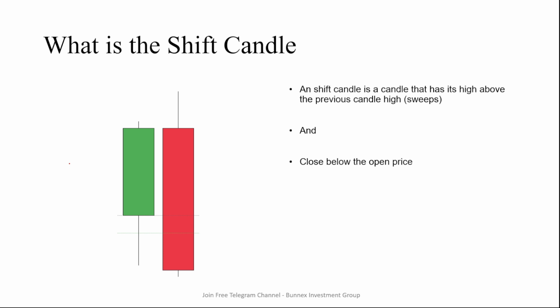A shift candle is a candle that has its high above the previous candle's high. In this case, we have two candlesticks, the green one and this red one. And within the green one, we can see this is the high of this candle, the low of this candle. And on the red one, we can see the high taking out this high of the previous candle. So we can actually say it has swept the high of the previous candle.